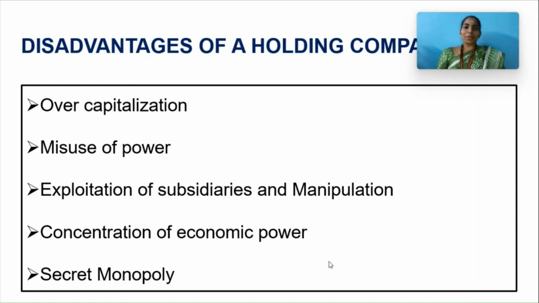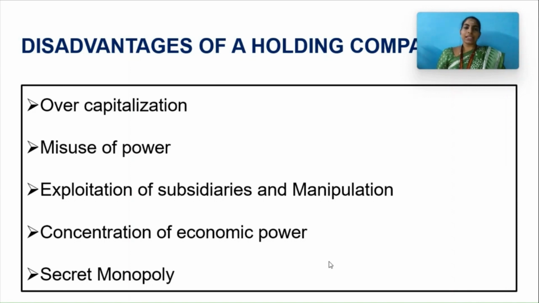So next is the concentration of economic power. The holding company, being the decision maker and having control over every operation and the board decision, could have the maximum economic power. That particular concentration of power in one hand can be a good option, but sometimes it can be a negative one too.